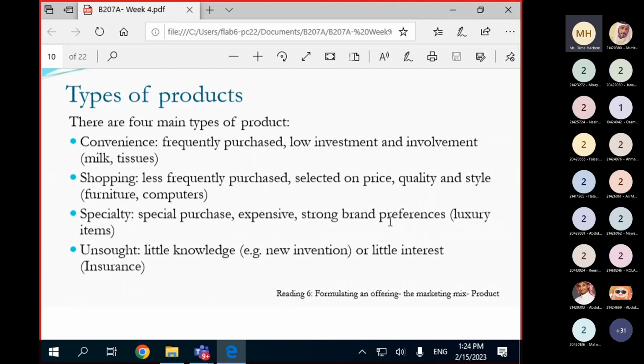As a marketer, definitely, you need to know how the consumers behave towards each one of these products, because depending on your own product, what you are selling, the consumer will behave accordingly.